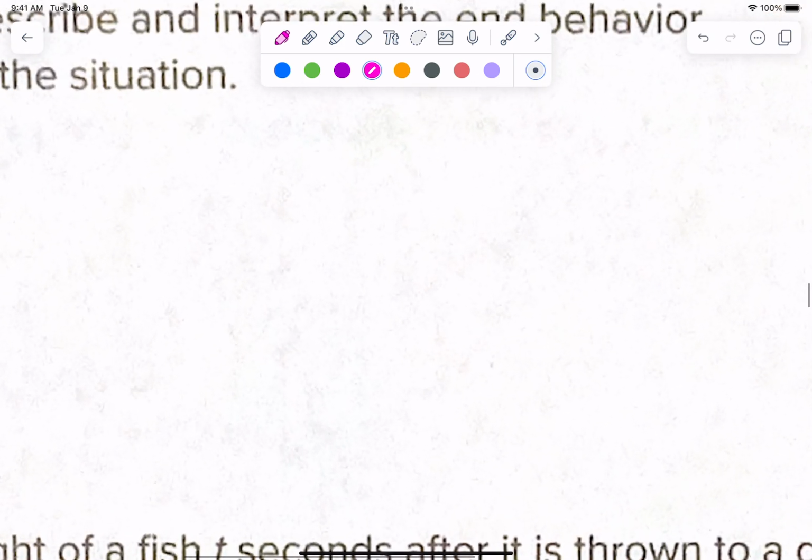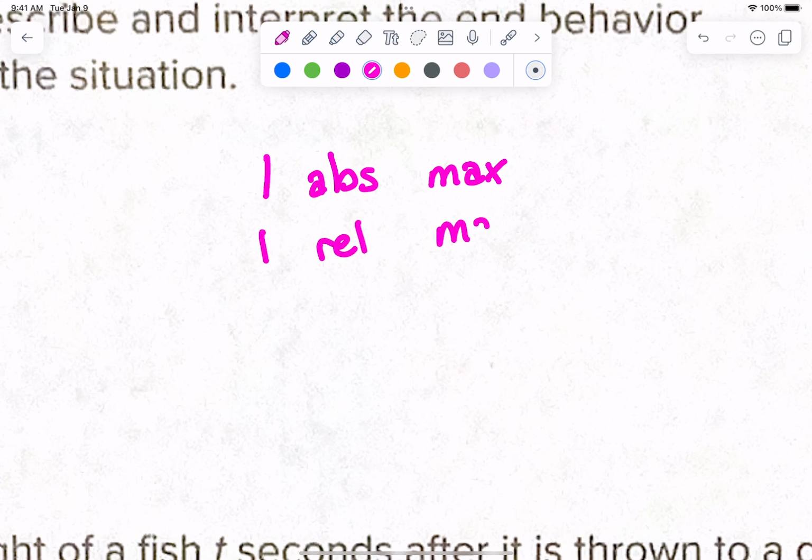All right, here's what I want you to do. On your graph, sketch me this. Ready? I don't care what it looks like, but sketch me this. I want your graph to have one absolute max.